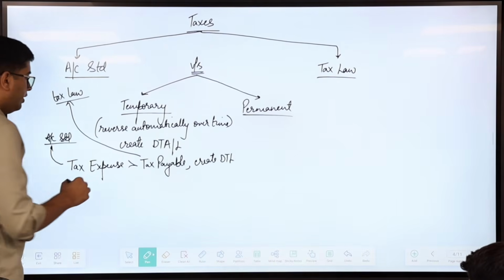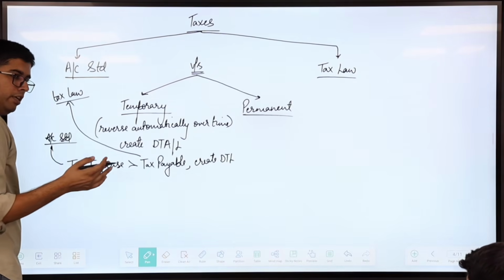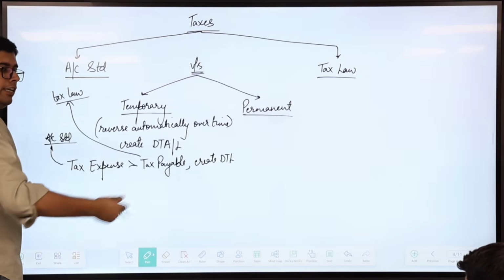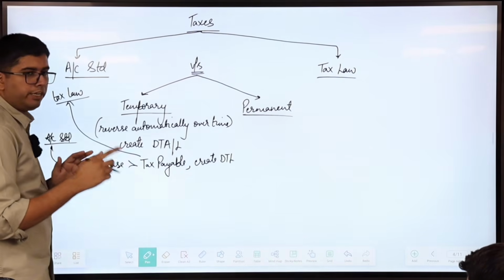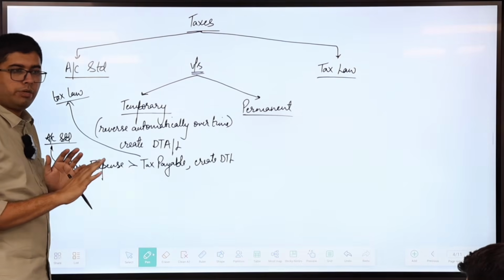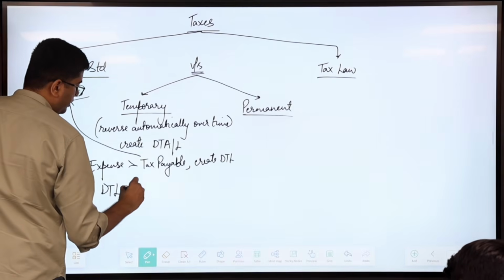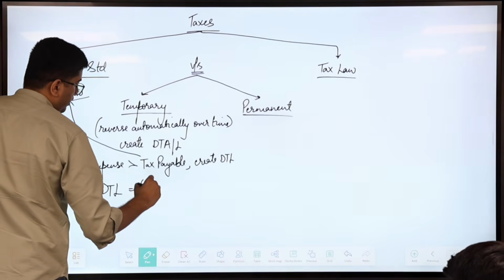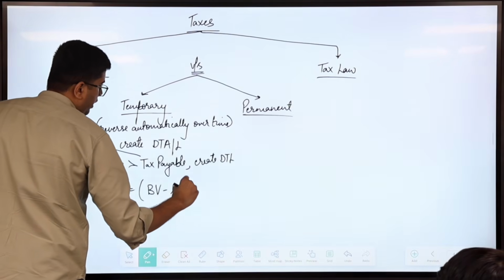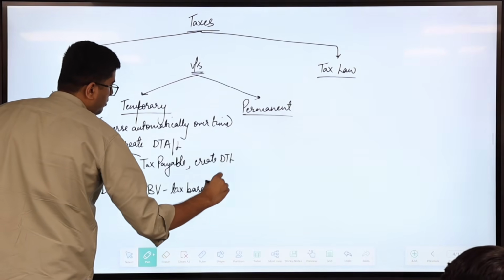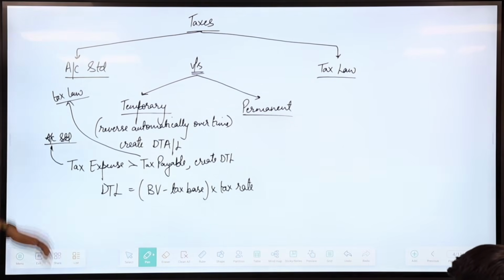As simple as that. Now, DTL can create impact on income statement or balance sheet. The accumulation of all the DTL created in multiple years, that is reported in balance sheet. And how much extra you're creating in a single year, that is reported in income statement. So for this, we have a simple formula. Deferred tax liability is calculated as book value minus tax base multiplied by tax rate. If future rates are available, we prefer to use those future rates.